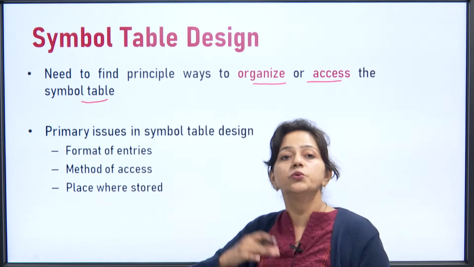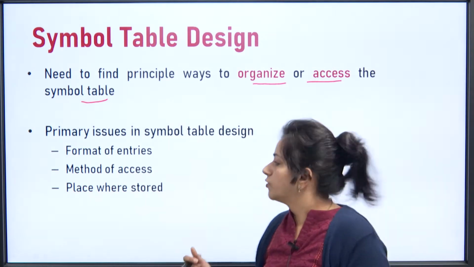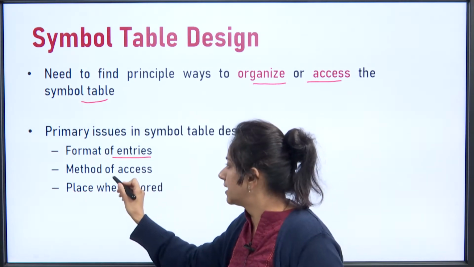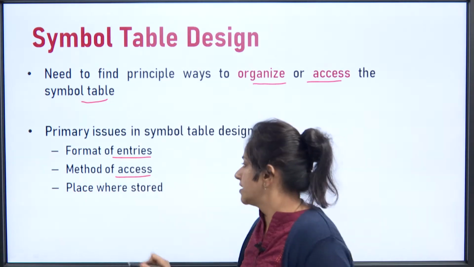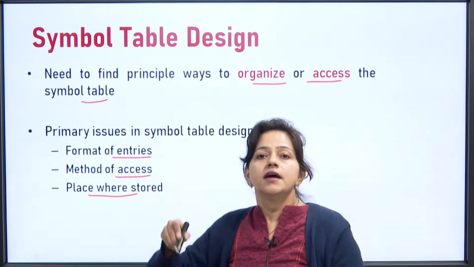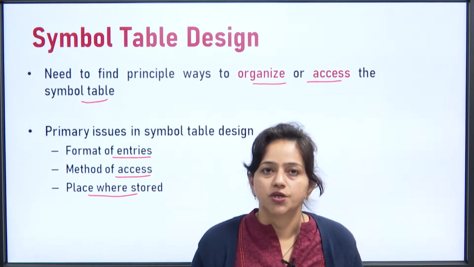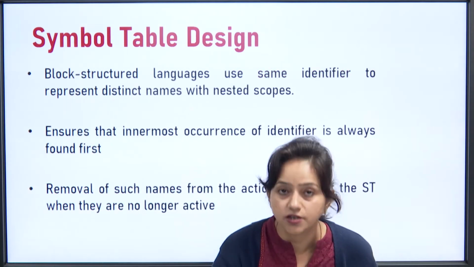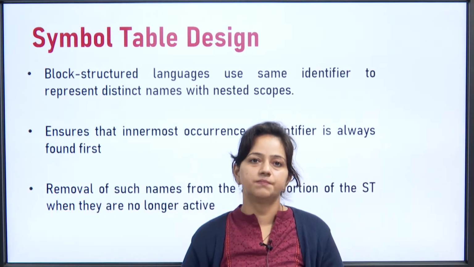Because here we will do the entry for names. So, issues are like format of entries, then what should be the method of access, and the place where the information should be stored. So, these are certain design issues in designing the symbol table.